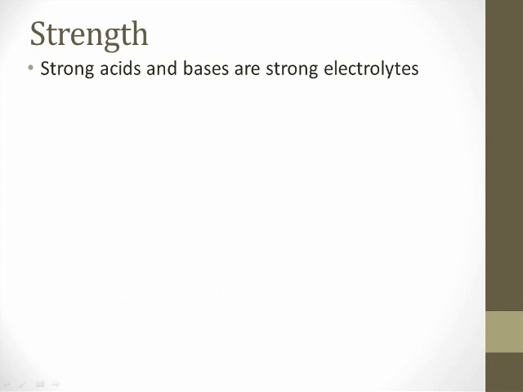So strength. Strong acids and strong bases are strong electrolytes. That means they conduct electricity very well. There's a strong current of electricity going through those solutions. It's because there's a lot of charge in them. So if there's a lot of charge, that means electrons can flow very easily. They fall apart completely. So strong acids and strong bases will dissociate completely.